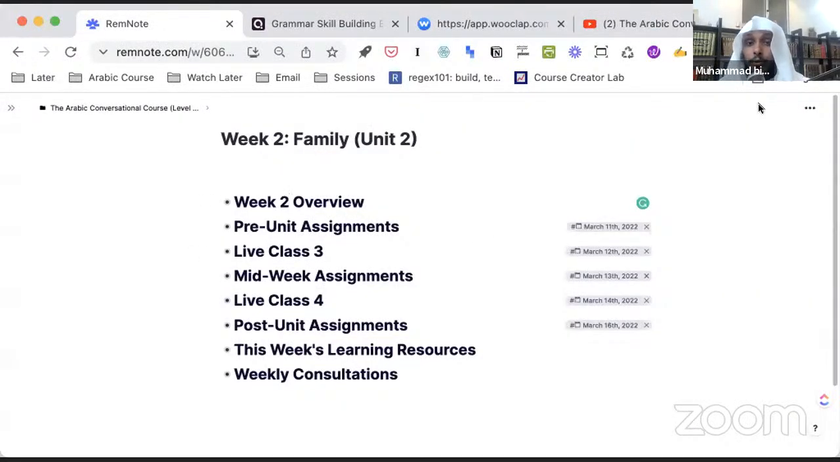Today we're going to start Unit 2, inshallah, family, al-usra, it's called. And we'll start off with a quick overview, inshallah ta'ala, then we'll go over the dialogues. And then, bidnillah al-kareem, we will explain some of the grammar concepts, inshallah.